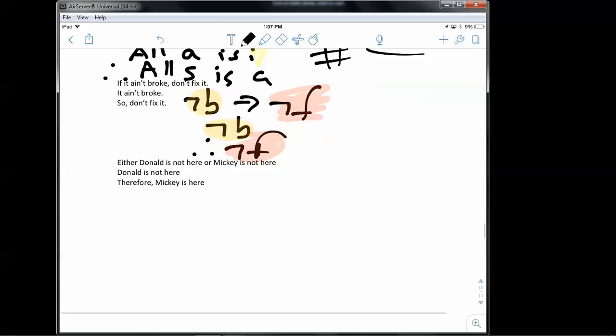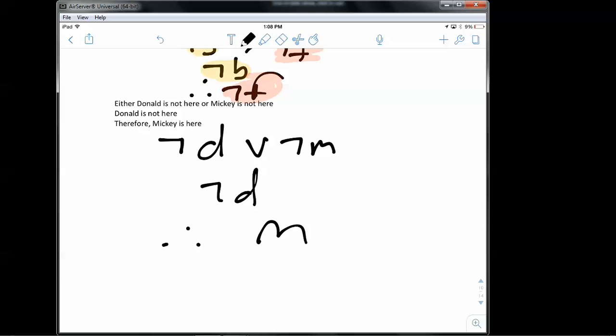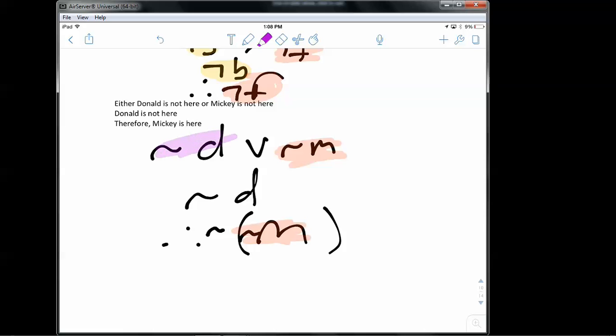That's good. Either Donald is not here, or Mickey is not here. So either not D or not M. Donald is not here, not D. Therefore, Mickey is here. Therefore, M. Remember what we said before about a letter on its own? I'm so used to using those knots instead of the tildes. A single letter is the same as saying not. So it's like saying not M, and not M is this right here. And not D, excuse me, is the front thing here. So you're affirming not D by this right here.